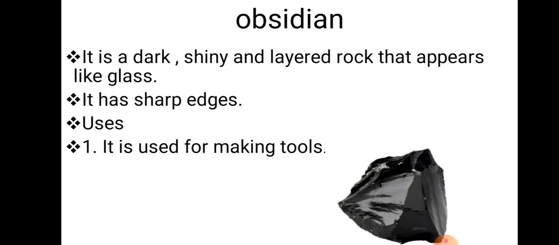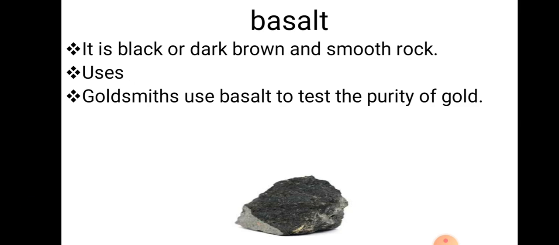Obsidian. You can see how obsidian looks like. It's dark in color and it is very, very shiny. It is a dark, shiny and layered rock that appears like glass. You can see there are various layers on the rock also. It has sharp edges. What is the use of it? It is used for making tools. What tools? Like in Hindi we call it auzar. It is used for making implements.